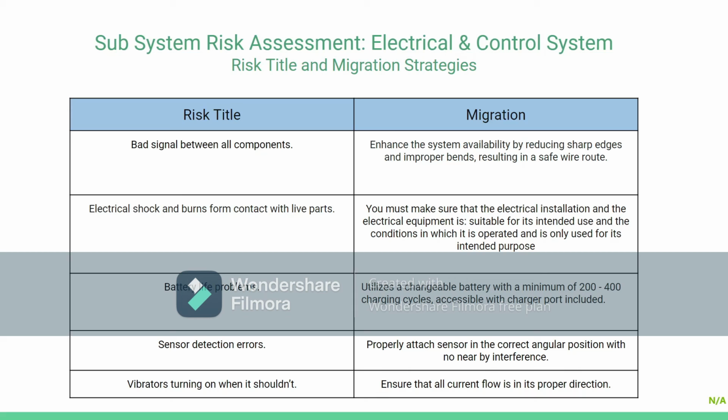Then we have the battery life problem. Our strategy is to utilize a rechargeable battery with a minimum of 200 to 400 charging cycles. The next risk is a sensor detection error, which we can address by properly attaching the sensor in the correct angular position with no nearby interference. And our last risk is the vibrator turning on when it shouldn't, and we must ensure that all current flows in its proper direction.